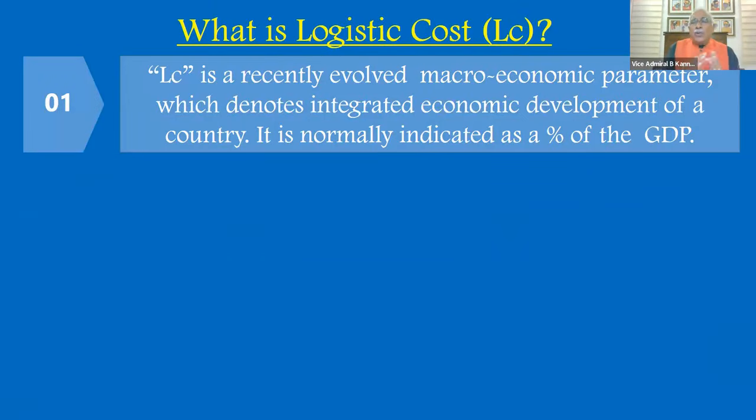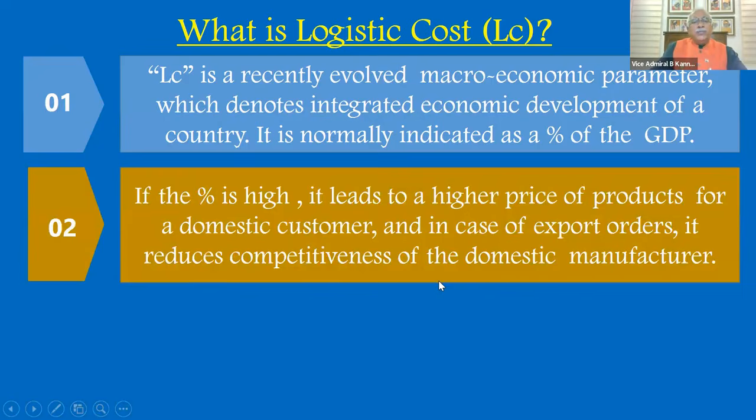First of all, I'm going to indicate logistic cost as LC, because so many times I had to repeat, so I put the term LC. It is a macroeconomic parameter, like inflation, like GDP, like you have the difference between exports and imports. So there are many factors which are macroeconomic at the country level. So this is one of the factors. And it denotes the development of the country in the economic field. Normally, it is indicated as a percentage of the GDP.